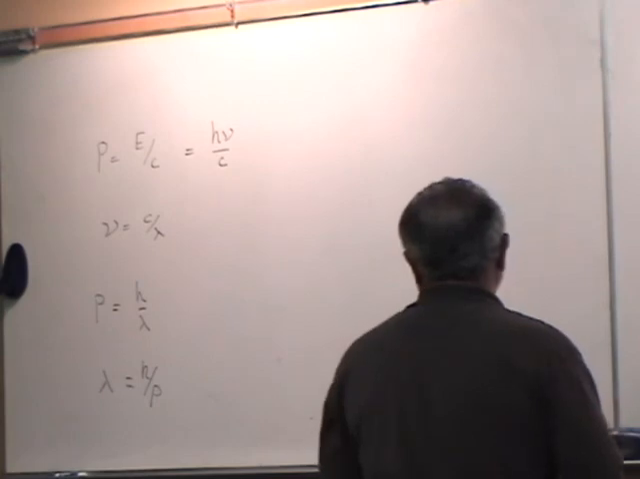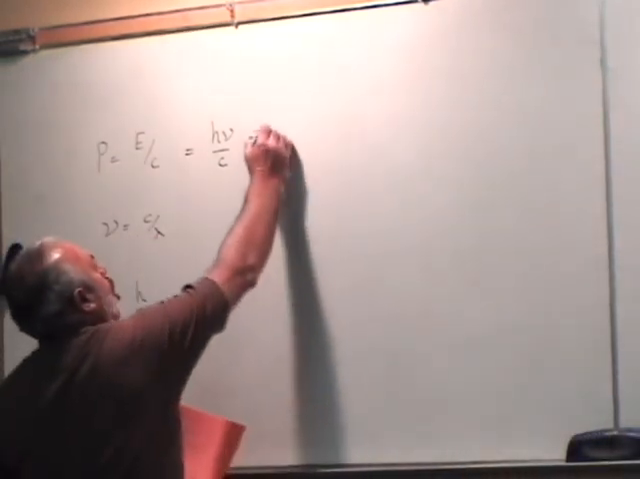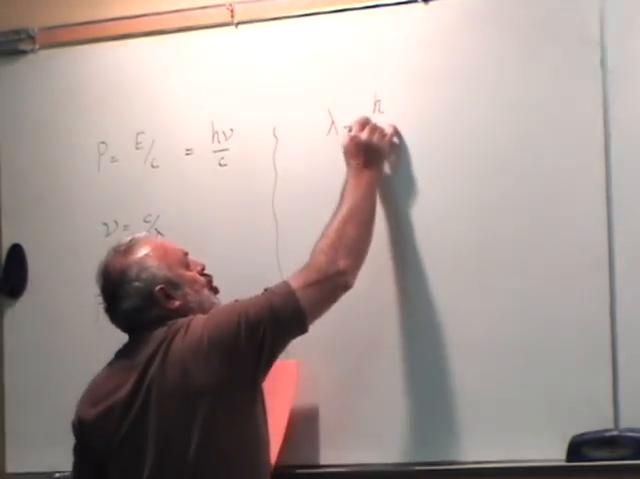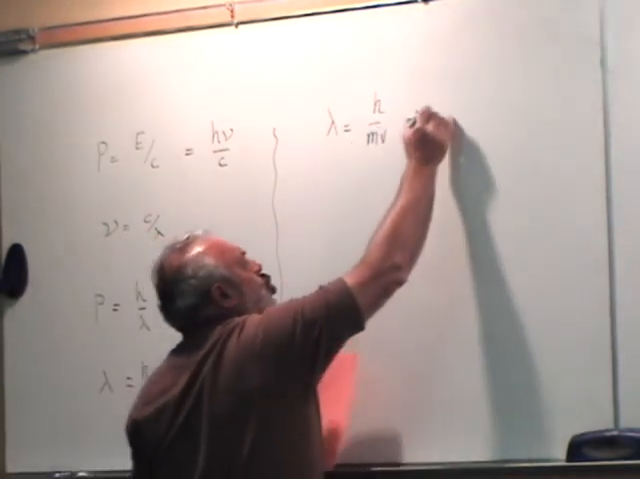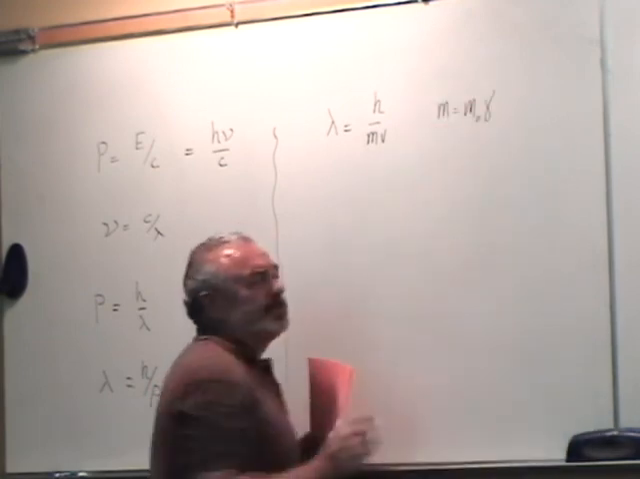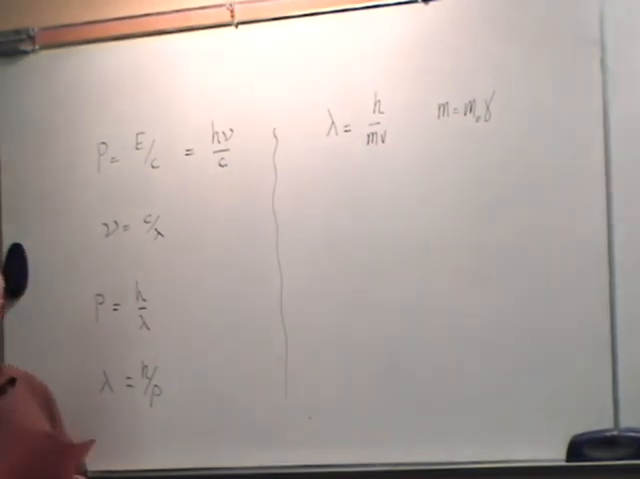Well, let's start talking a little bit about this. Anything with a momentum would have a wavelength. So lambda is equal to h over mv. Do remember, m equals m naught gamma. So there are some relativistic effects that may have to be accounted for from time to time.